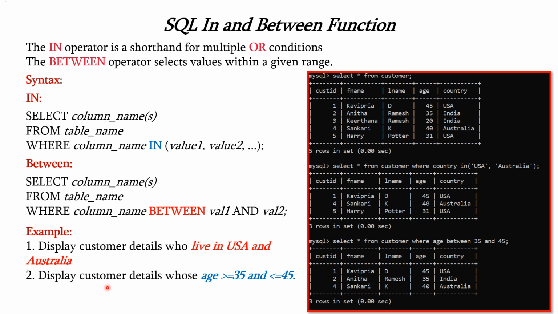The next query is to display the customer details whose age is between 35 and 45. 35 and 45 are inclusive here. We can write the query like this. SELECT * FROM the table customer, WHERE age BETWEEN 35 AND 45. It displays the values whose age is greater than or equal to 35 and less than or equal to 45. We can see that the ages are 45, 35 and 40. The remaining rows are removed, that is age 20 and age 31. So this is the purpose of the BETWEEN function.